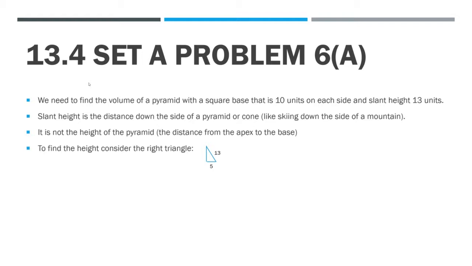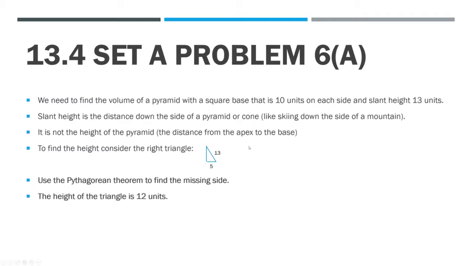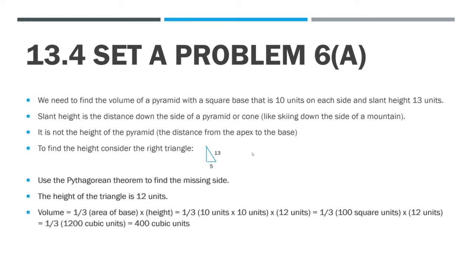So consider this right triangle here. The hypotenuse is 13, that's the slant height, and because each side of the square is 10 units, halfway is 5 units. So we need to figure out the missing side. And we'll use the Pythagorean theorem. We'll do 5 squared plus b squared equals 13 squared, and we find that the other side is 12. So the height of this pyramid will be 12 units.